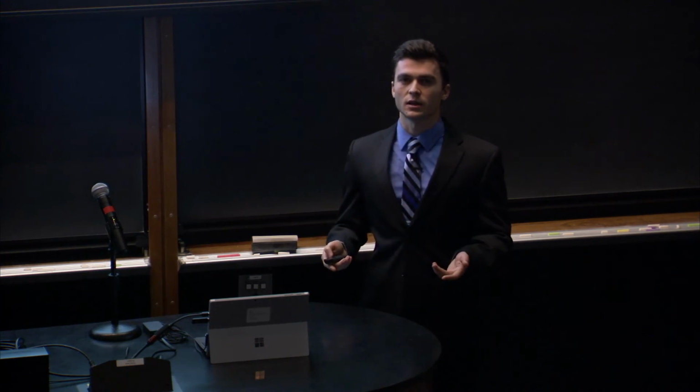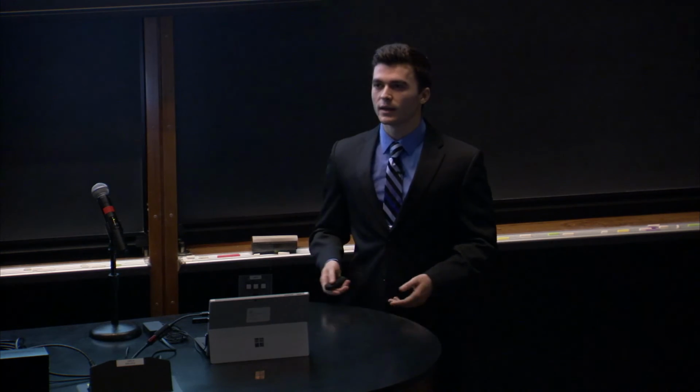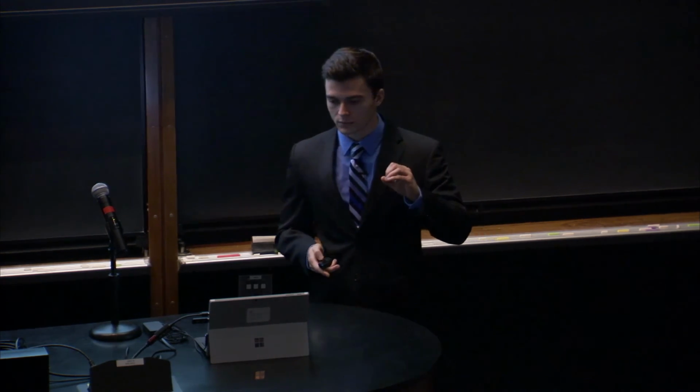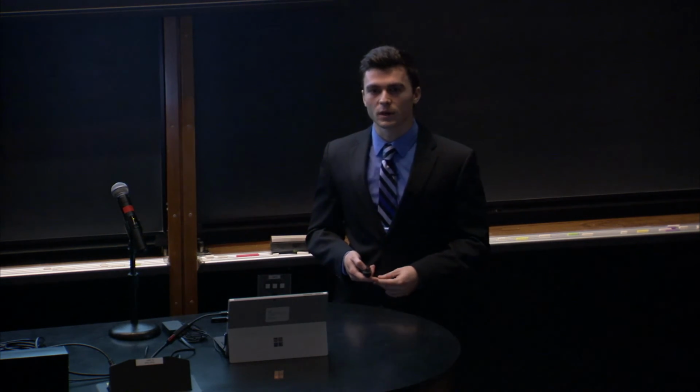And now we introduce this concept of sparsity in the network. Well, what do I mean by sparsity? Well, it's the proportion of neurons that don't fire when given a particular image. And to put that another way, it's neurons that on average produce zero output. And if we put a number on this sparsity, it turns out that following fine-tuning, sparsity increases in each layer on average by about 8.5%. So our diagnosis is that we have extraneous neurons, neurons that don't really serve much purpose.